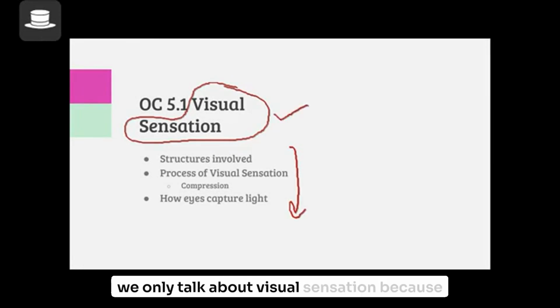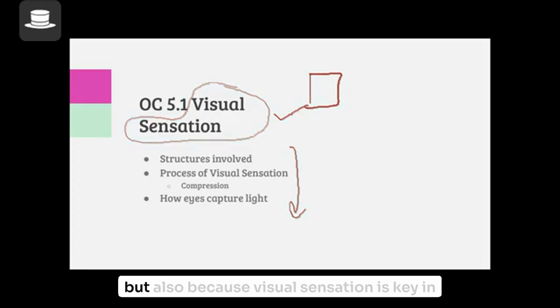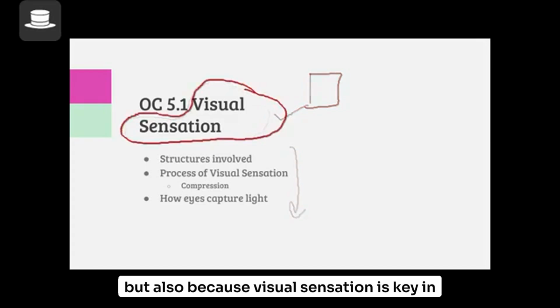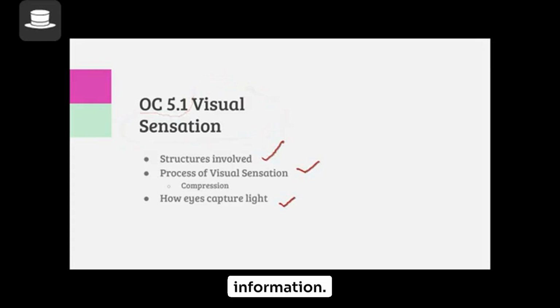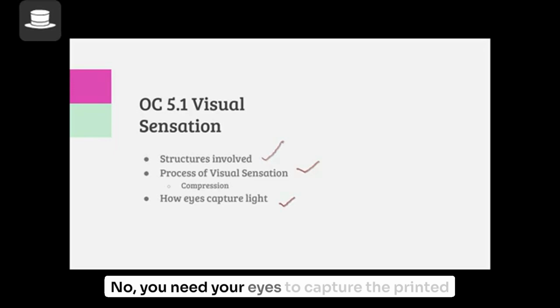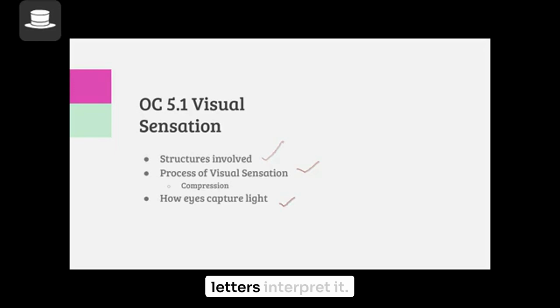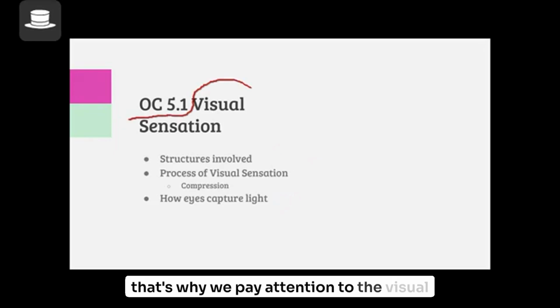We are only talking about visual sensation because this is an important area that is searched, but also because visual sensation is key in solving the puzzle. You need to be able to capture the printed information. Can you close your eyes and read what's on the screen? No, you can't. You need your eyes to capture the printed letters and interpret them. So that's why we pay attention to visual sensation.